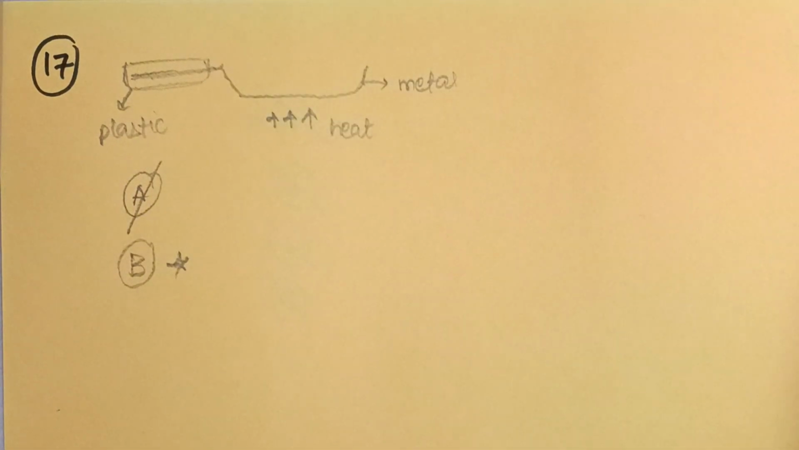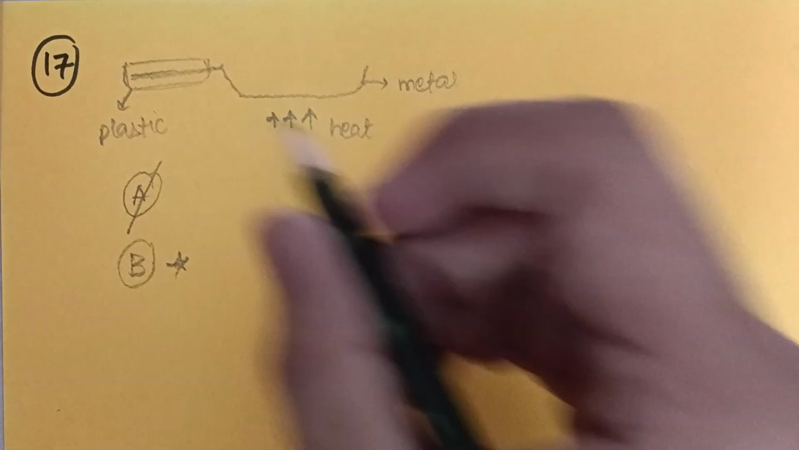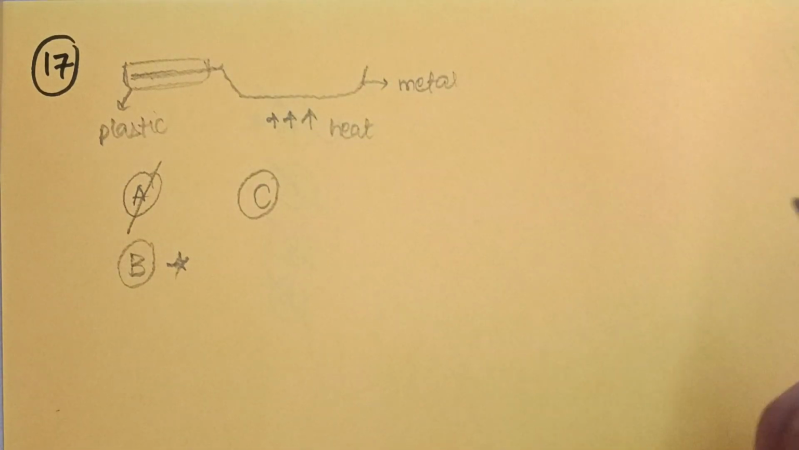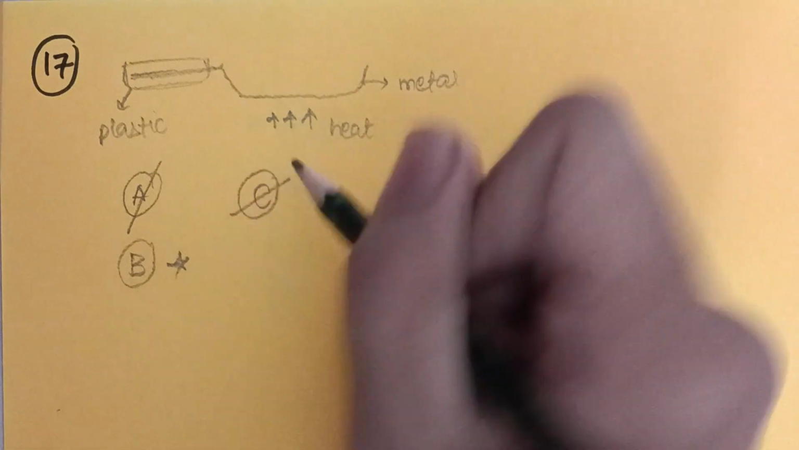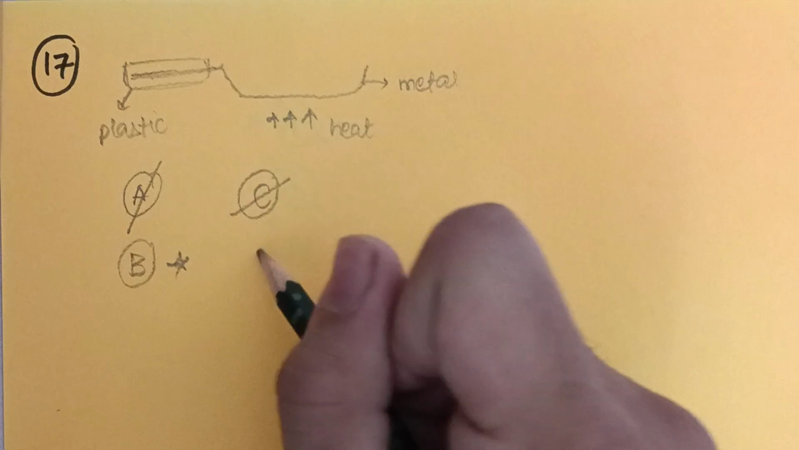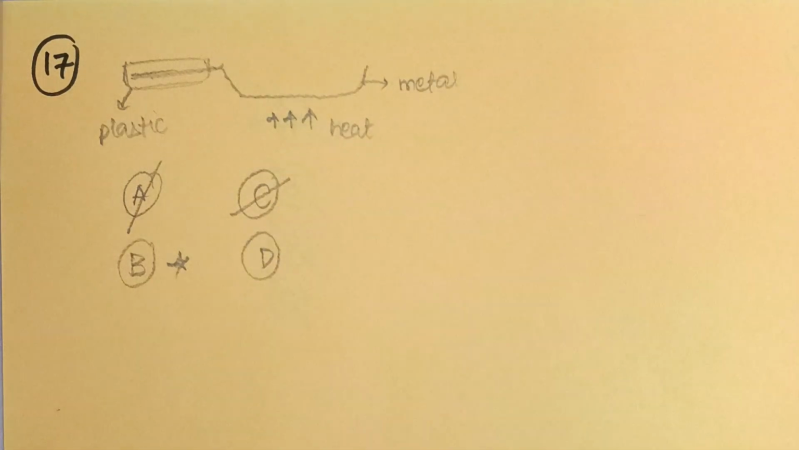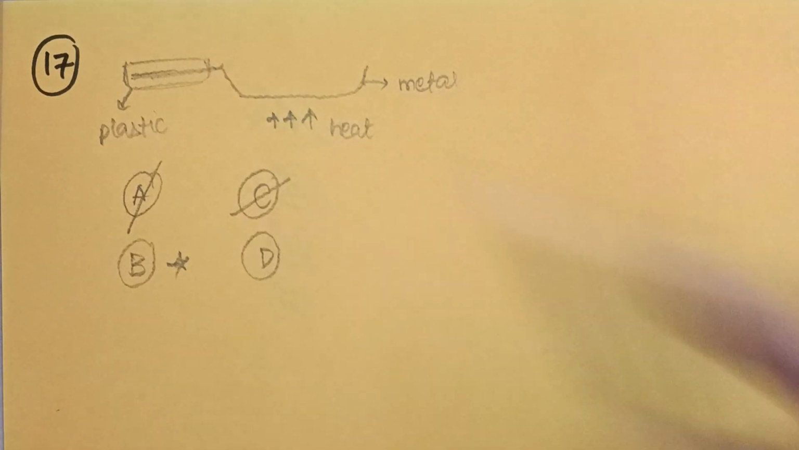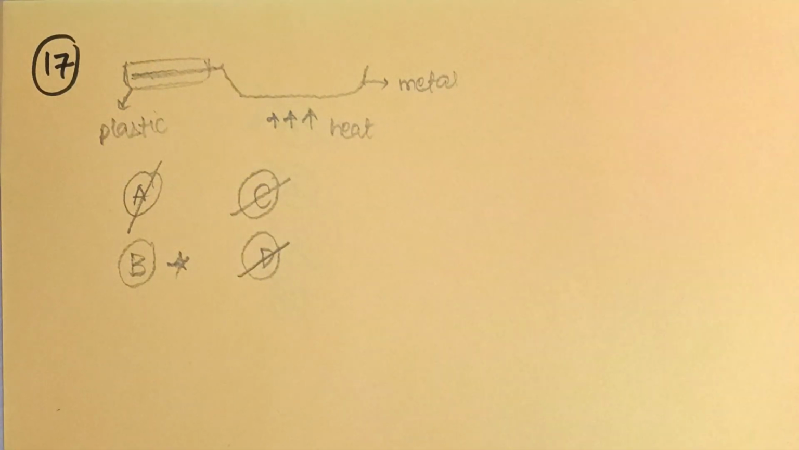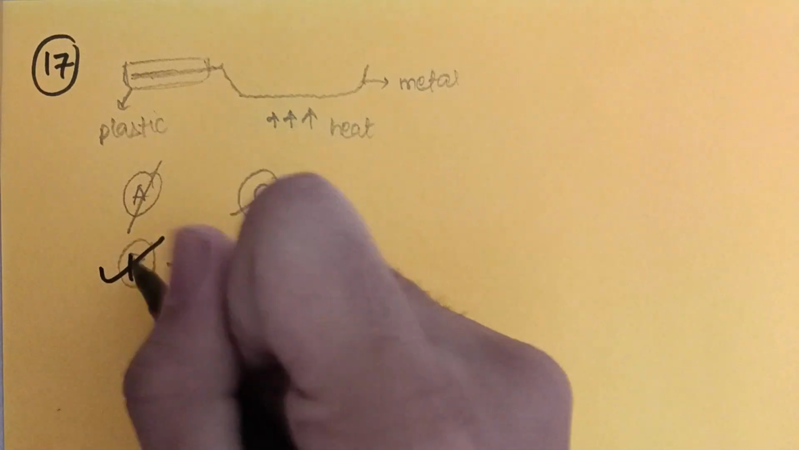Let's see option C. The free electrons in the plastic transfer the thermal energy along the handle. This is wrong. There are no free electrons in plastic, they are in metals. This is a conduction process that happens in metals, so this is wrong. Now, D says the heated molecules very slowly move along the plastic handle. This again is wrong. Plastic is a solid and molecules are fixed in their place. They cannot move along. So this is also wrong. Seems like we have got our answer, which is B.